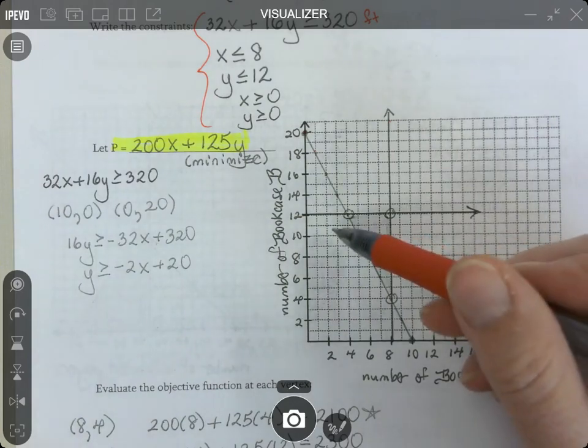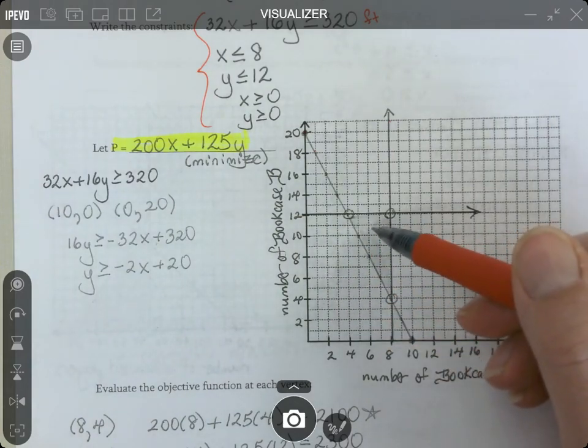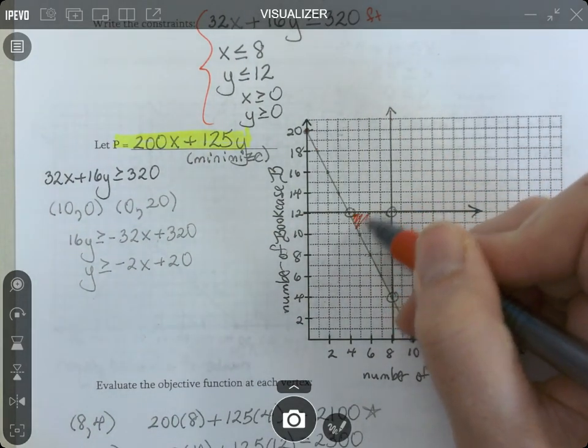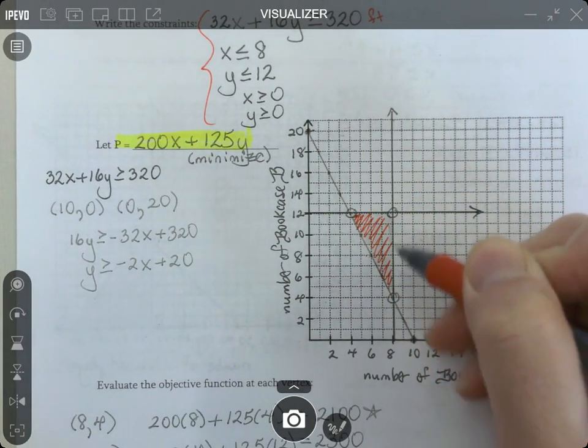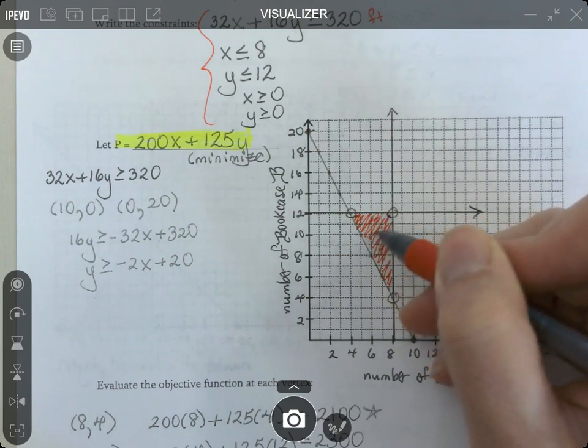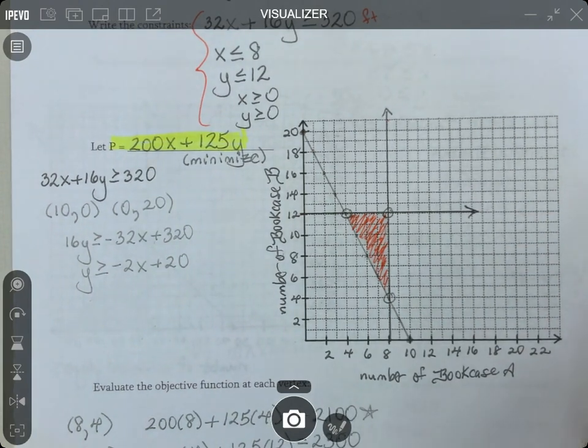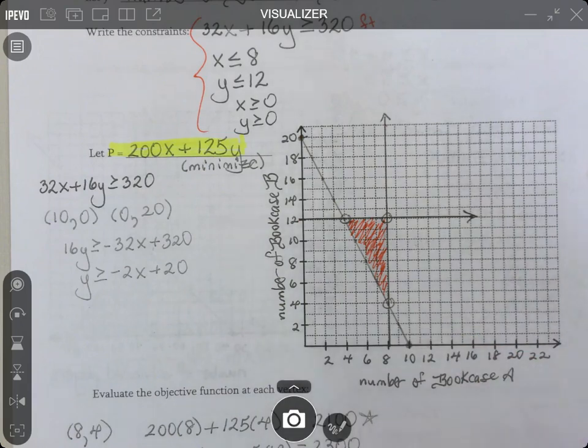Final shaded region: the other ones were down here, but guys, we had a minimum of 320. So this shaded region should be right here. If you can't see it, here it is. Now, even though we have 5 inequalities, we only have 3 vertices. So we're going to pull those 3 vertices, take a minute, and try them in your objective function because we're trying to find the minimum cost.